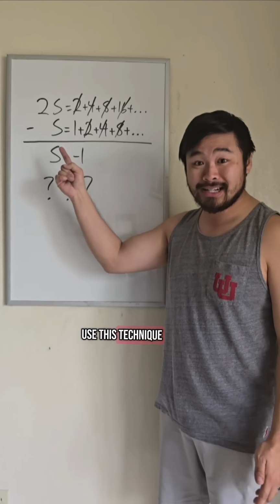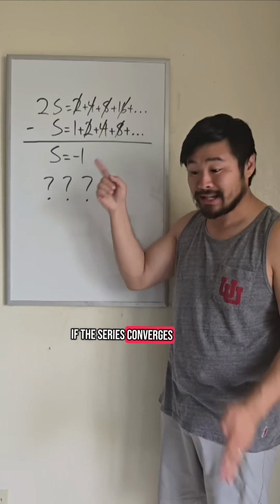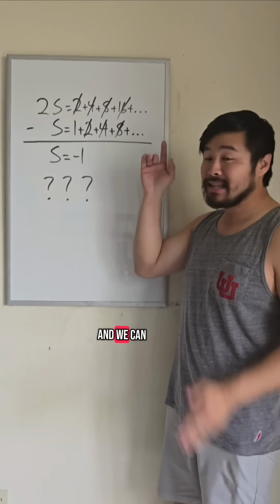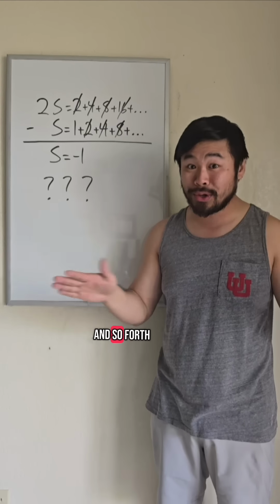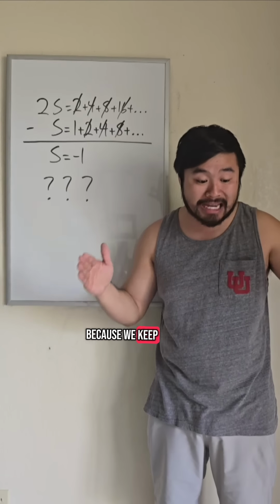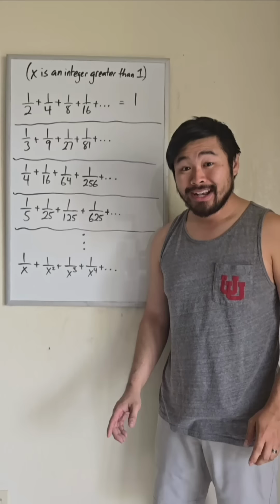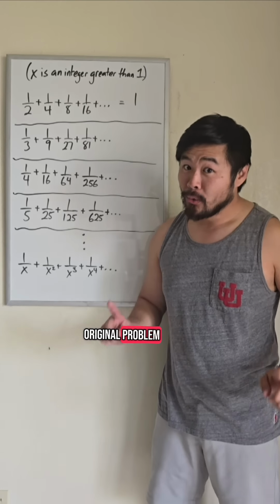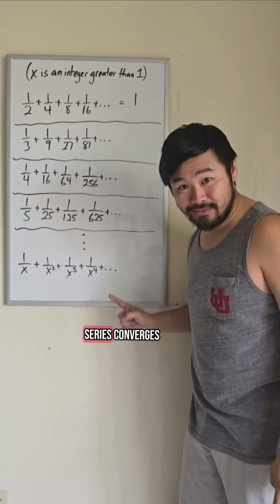Well, we can only use this technique if this series converges, if there's a finite sum. And we can see that 1 plus 2 plus 4 plus 8 and so forth does not converge because we keep adding bigger and bigger numbers. Now let's go back to our original problem. We need to show that this series converges.